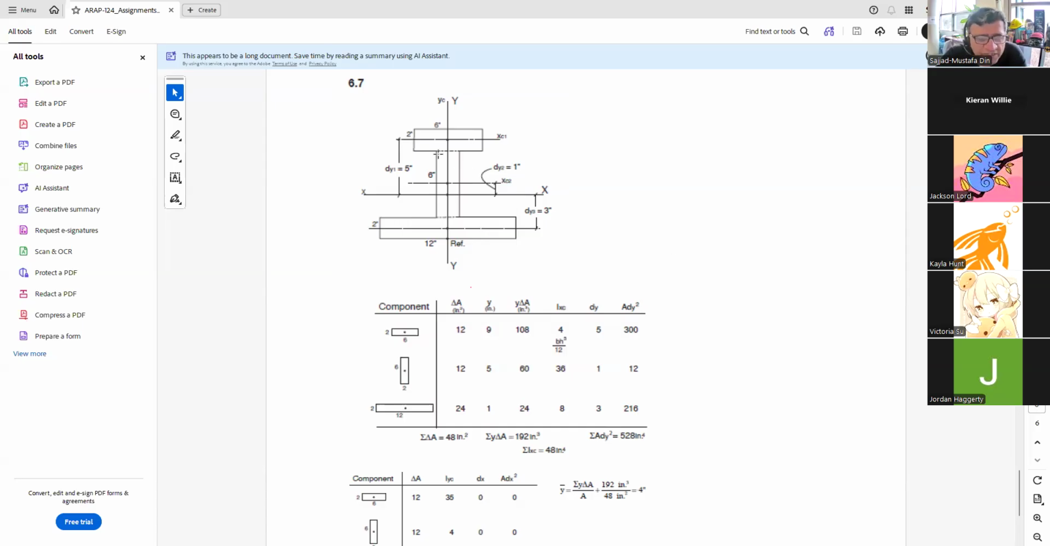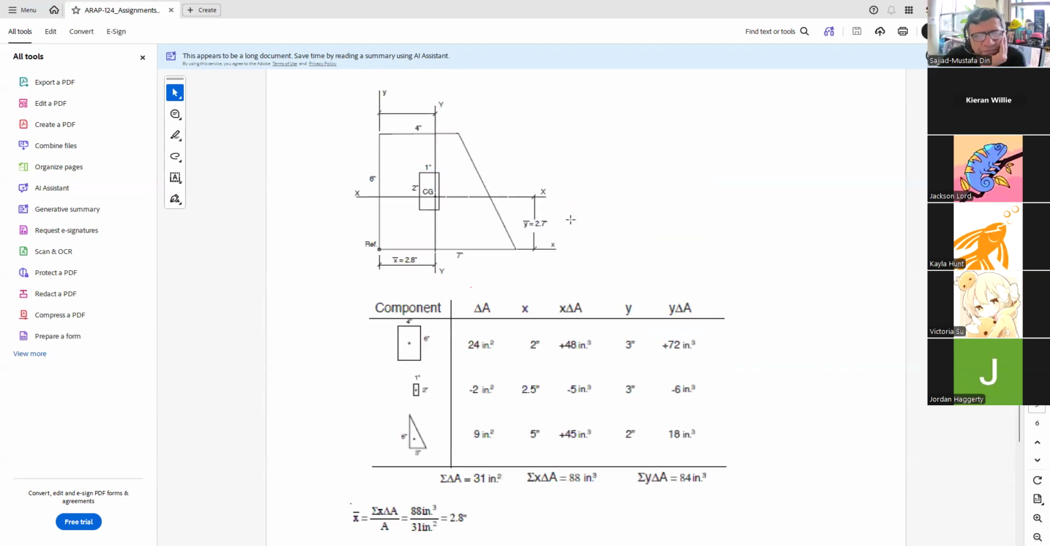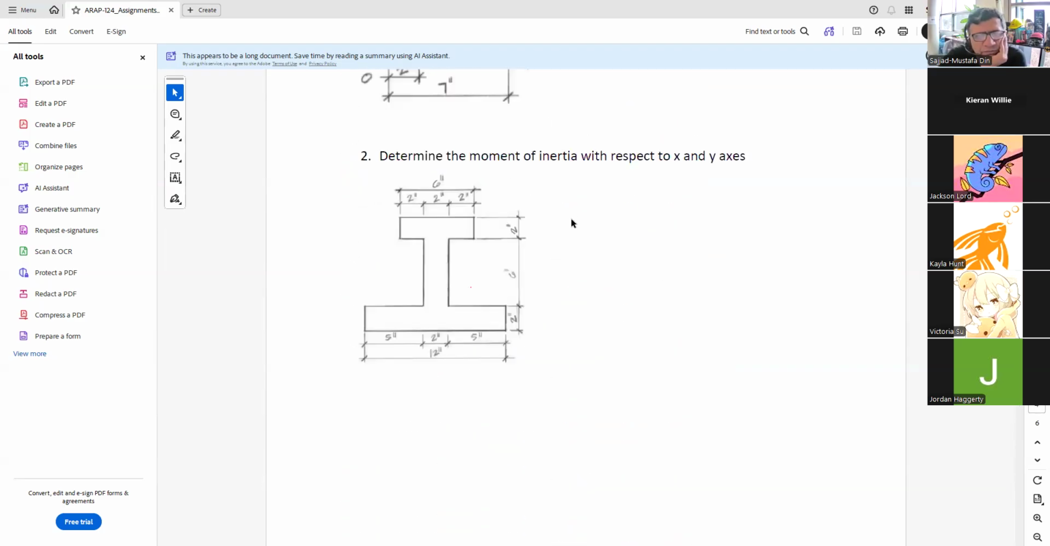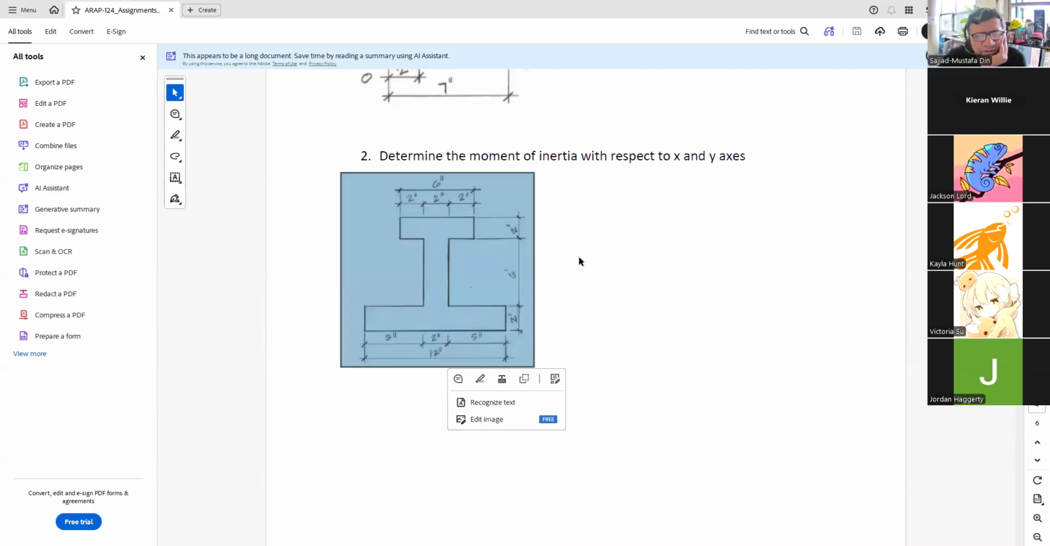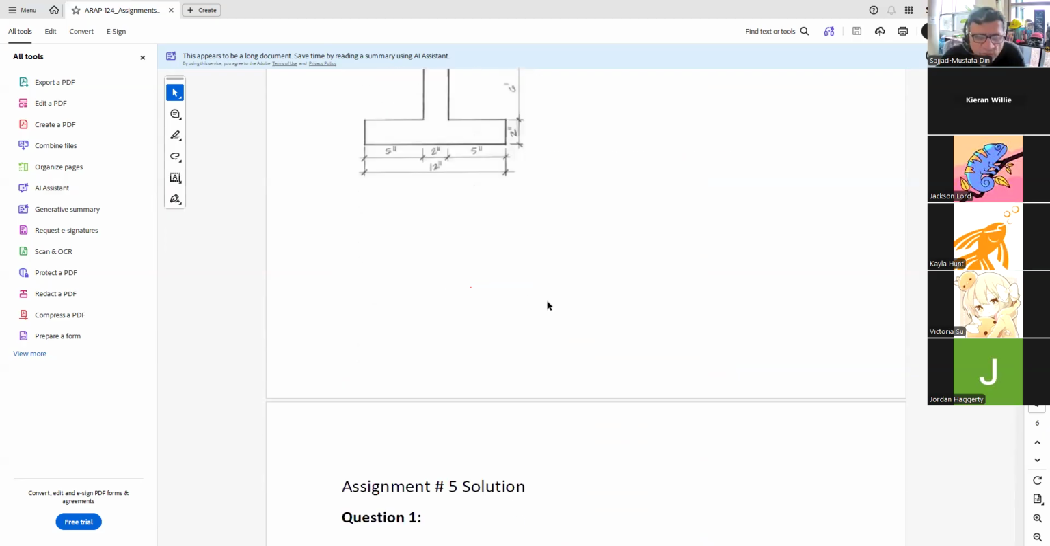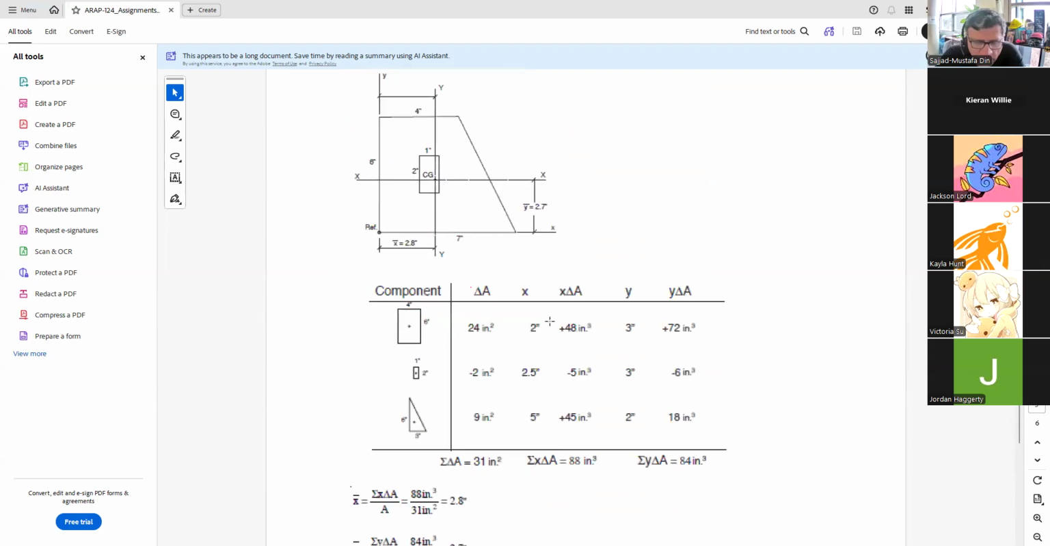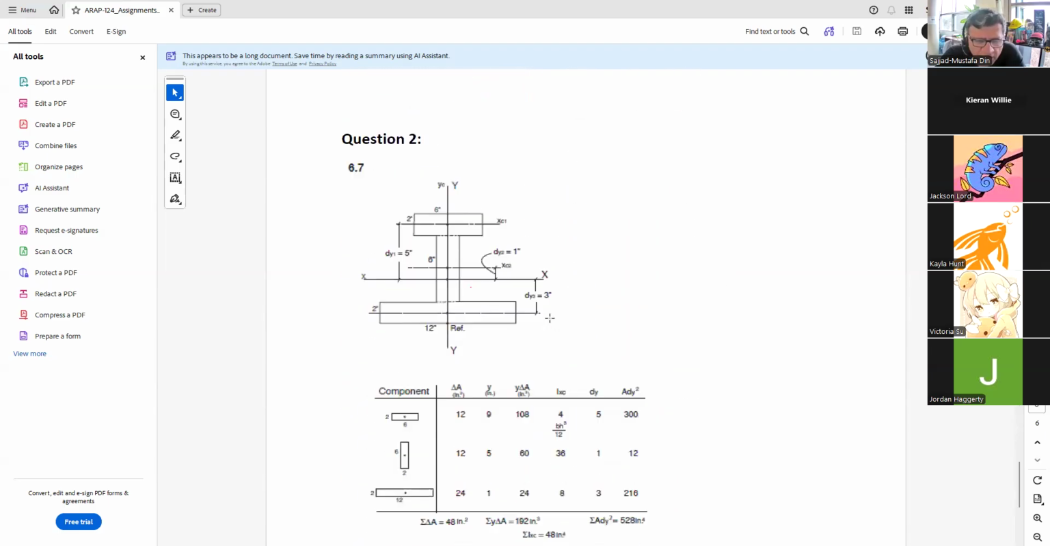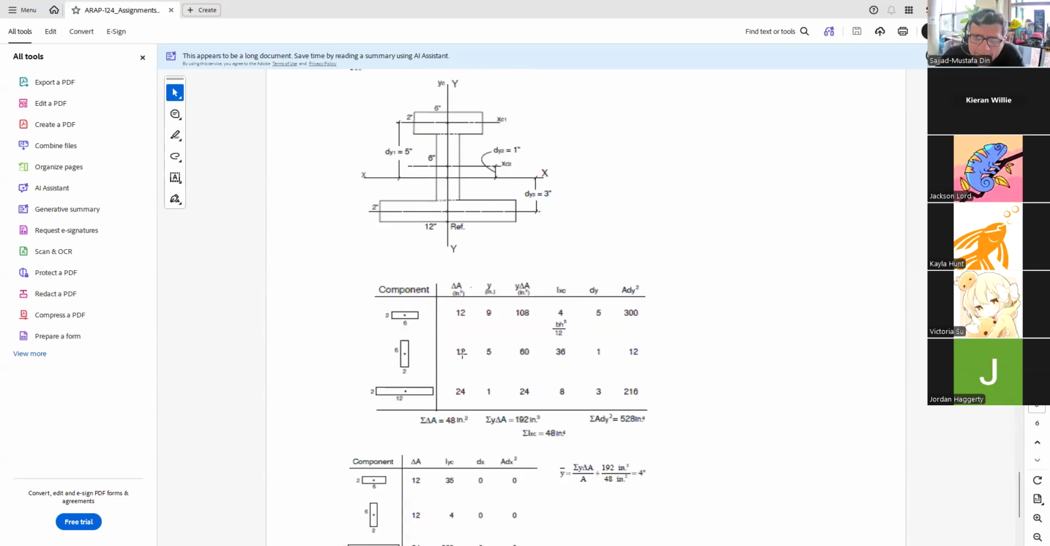The area for the second shape is, what is the width? Let's go back to the question. The width is 2, so this is 2, and the length or height is 6. So that means it's 6 times 2, that's 12. That would be the area of shape number 2. Then shape number 3 is 12 times 2, 24.